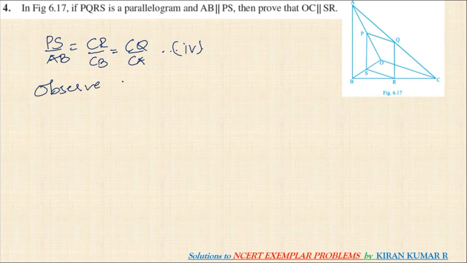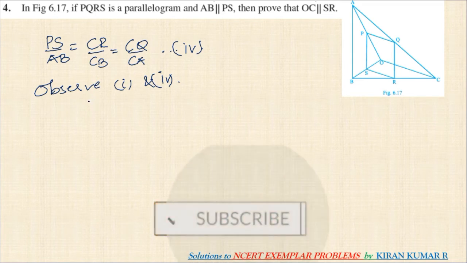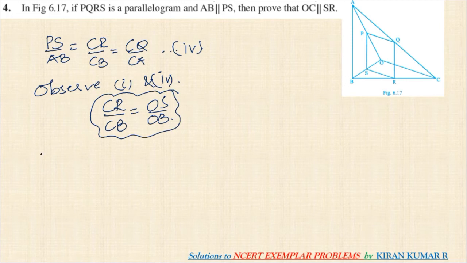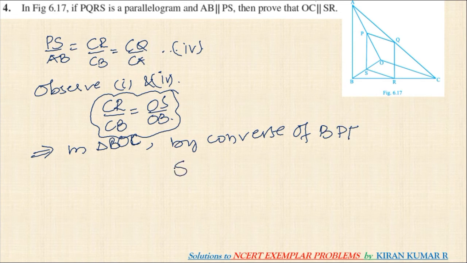Observe equation 1 and equation 4. In equation 1 we had OP by OA equal to OS by OB equal to PS by AB. In equation 4 we have PS by AB equal to CR by CB, which is equal to CQ by CA. So I can write CR by CB is same as OS by OB. These two ratios are equal. This implies that in triangle BOC, by converse of basic proportionality theorem, SR will become parallel to OC, hence proved.